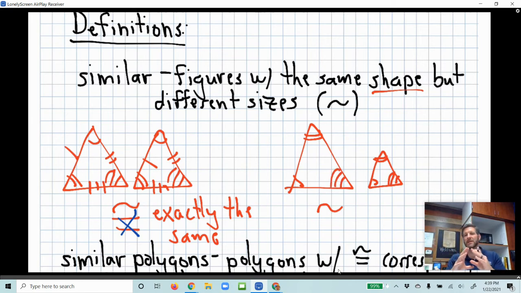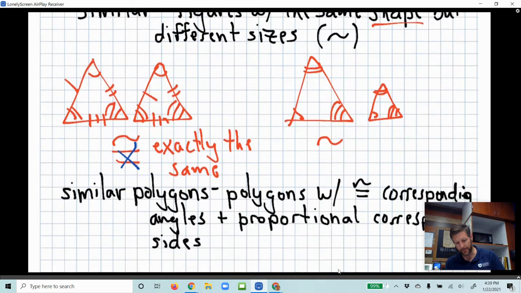It's just like when you resize something in a graphic arts program on a computer. You take it and you can squeeze it. The shape stays the same, but you can change it to all sorts of different similar sizes. And so that's what we're talking about.